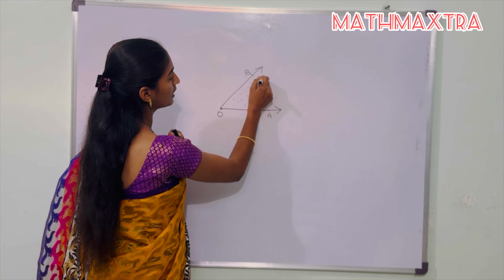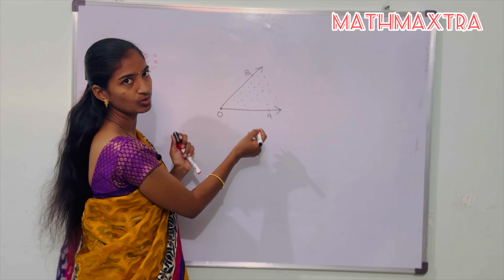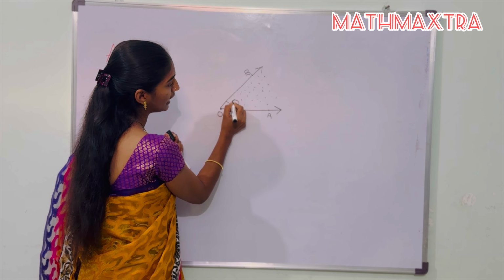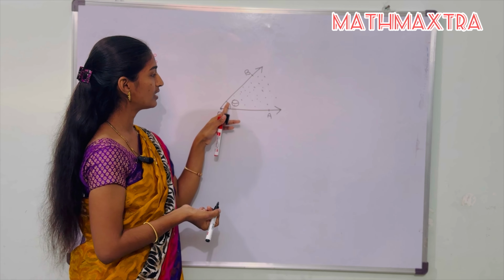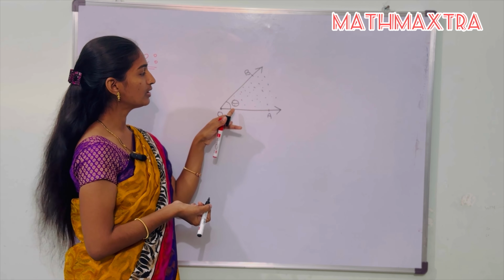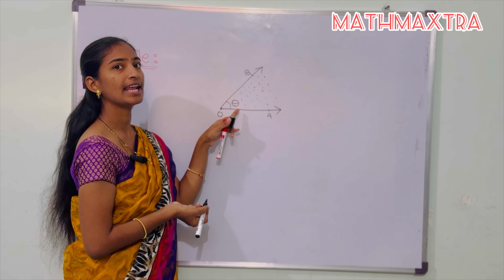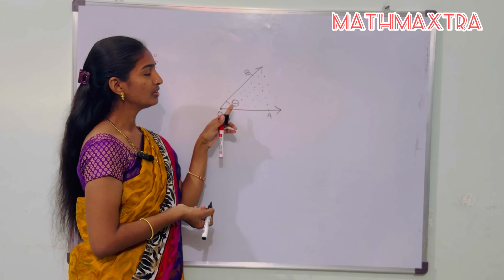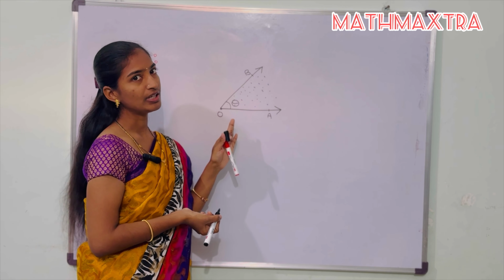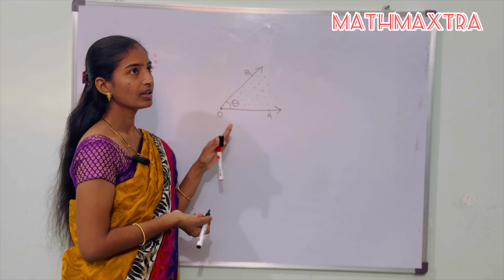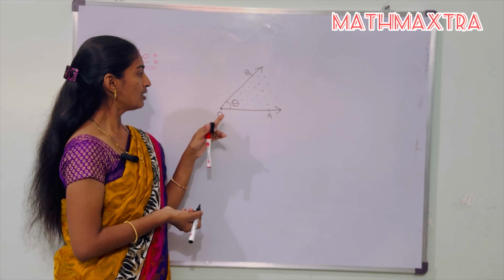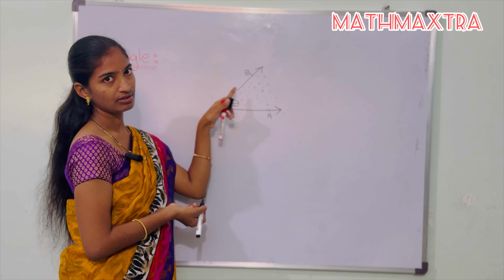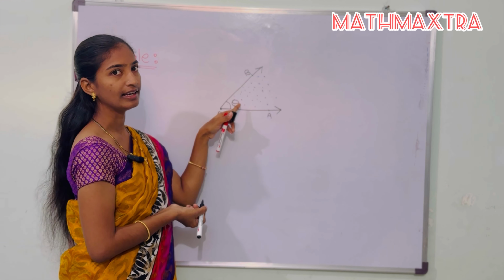is an angle. Here we are representing an angle with theta. This can be any letter. You can use alpha, beta, theta, any Greek letters. So this union of two rays, we are considering it as an angle.